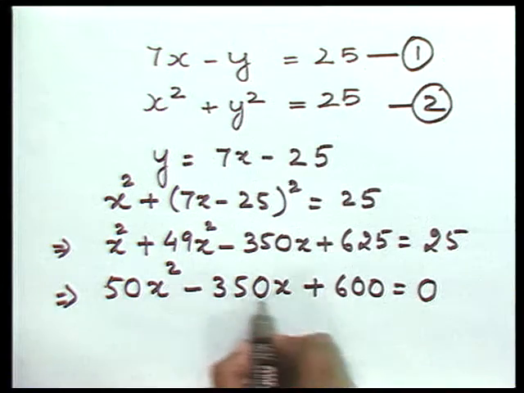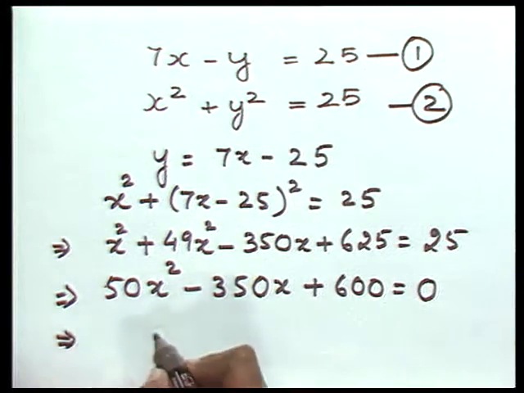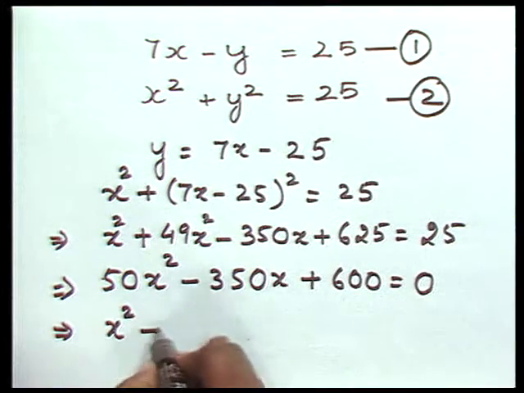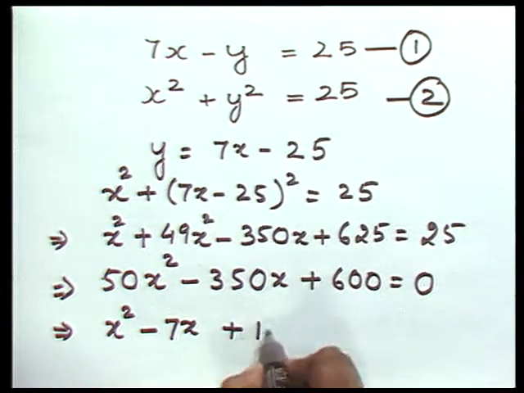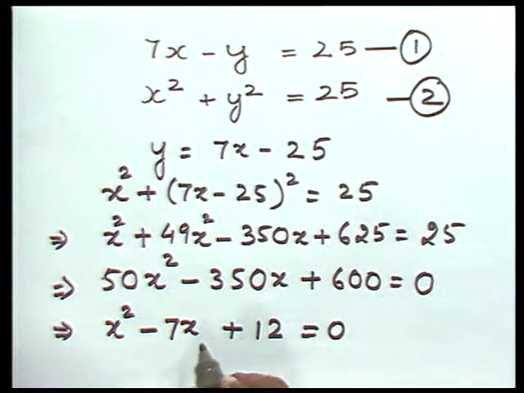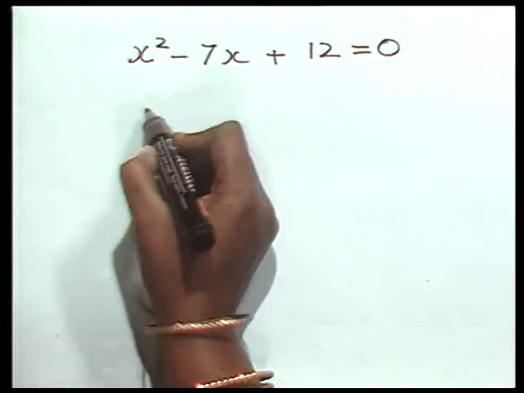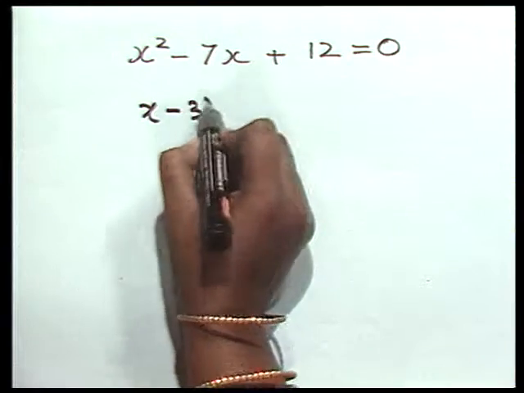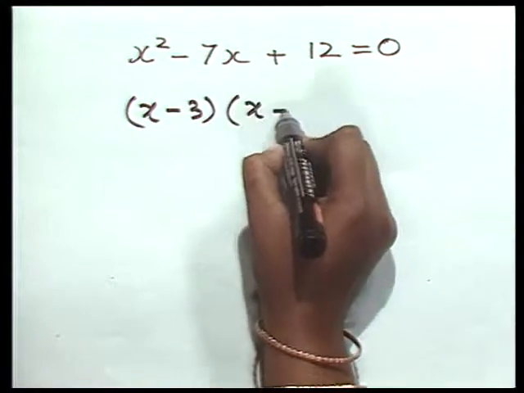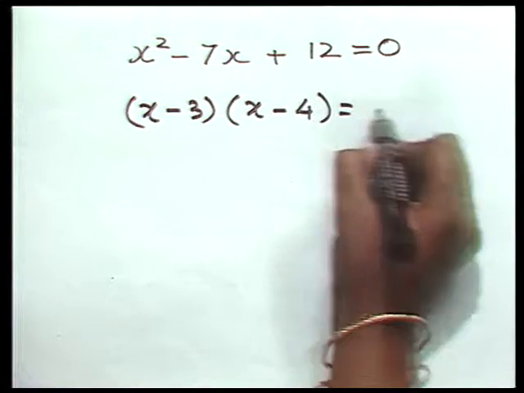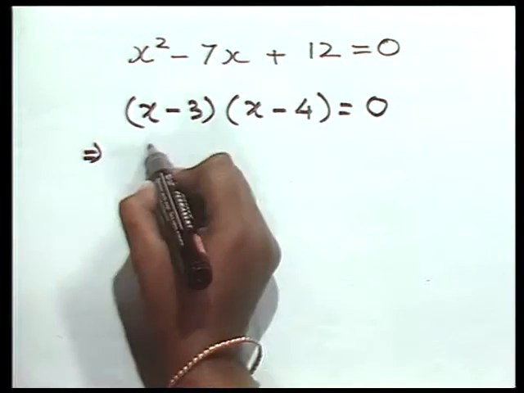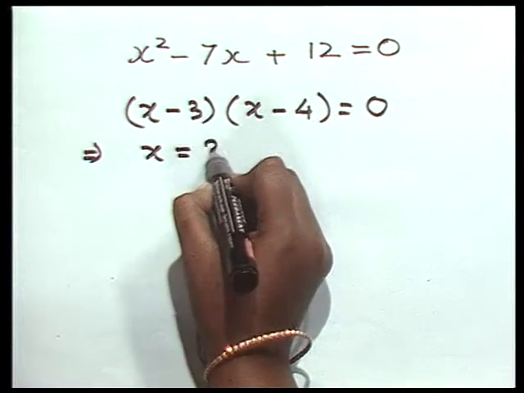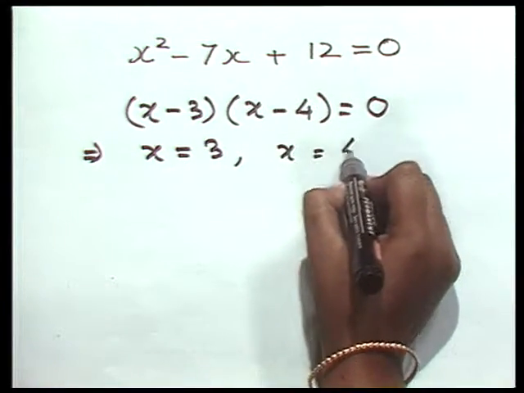Now, we can divide throughout by 50 because 50 is common here. So, we get finally x square minus 7x plus 12 equal to 0. Now, this is a quadratic equation in x and we can solve it by factorization. So, the factors for this quadratic equation will be (x minus 3) into (x minus 4), these are the two linear factors, is equal to 0. So, we get the two values of x as x is equal to 3 and x is equal to 4.